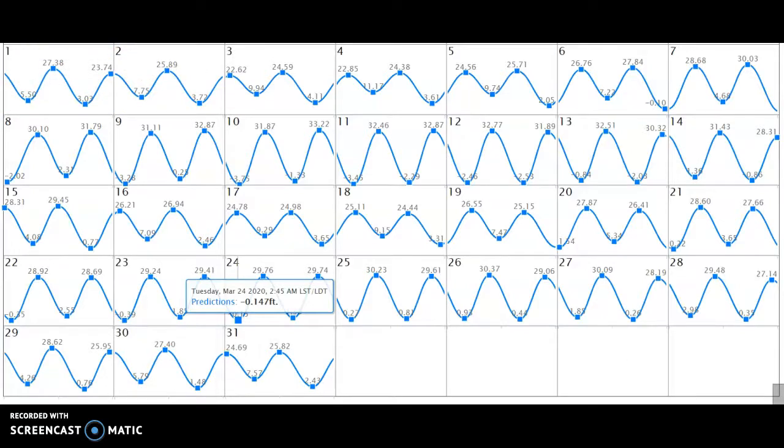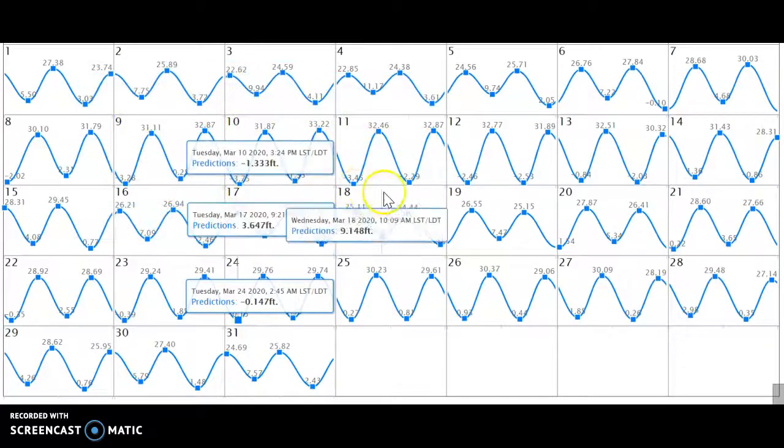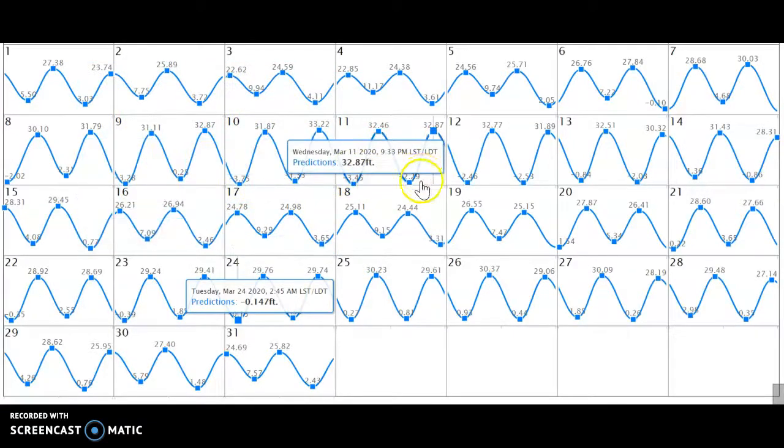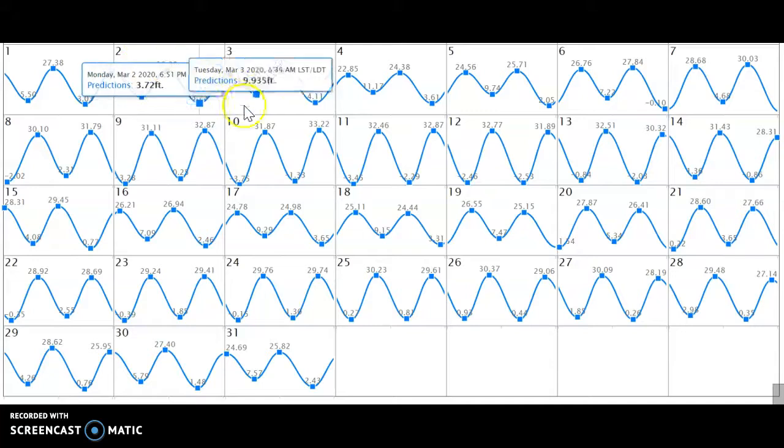But over here, like on the 9th, 10th, 11th, these are really tall high tides and really low tides right in here. So this tells me that this is more of a spring tide. So again, that one's more of a spring tide on like the 9th, 10th, 11th, one of those days.